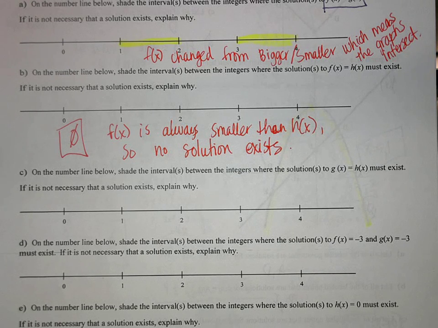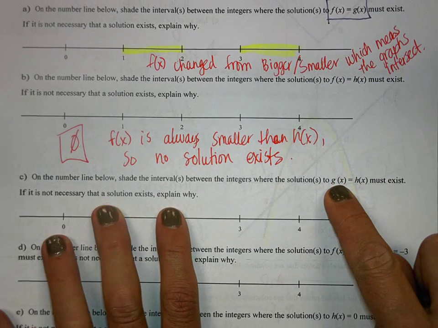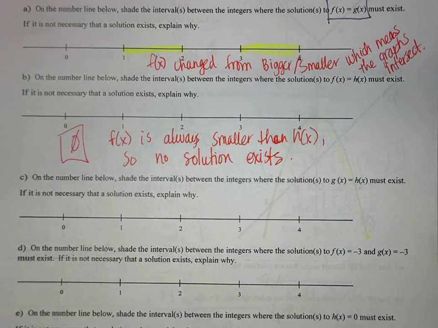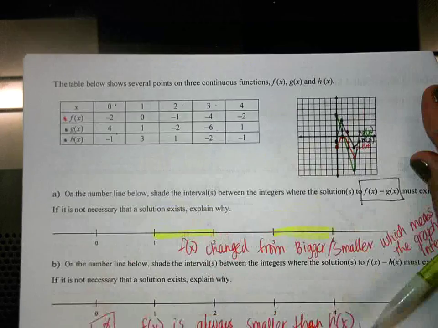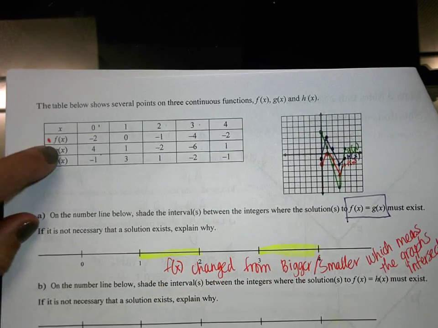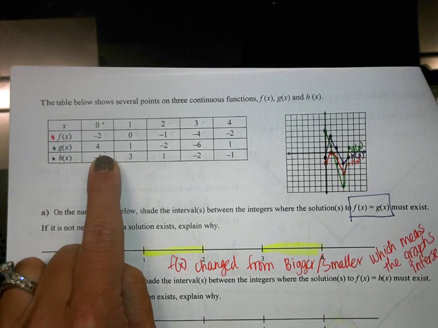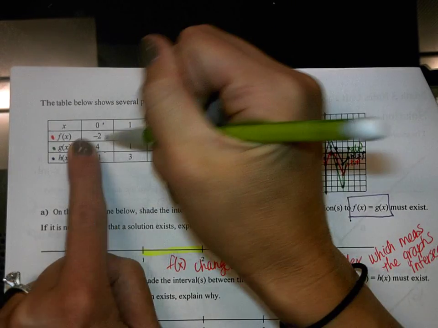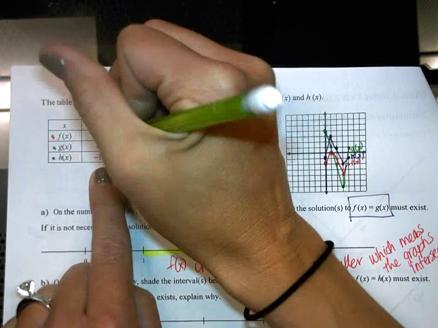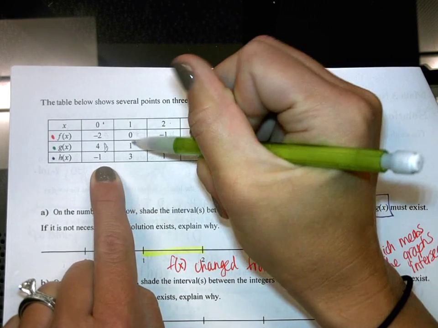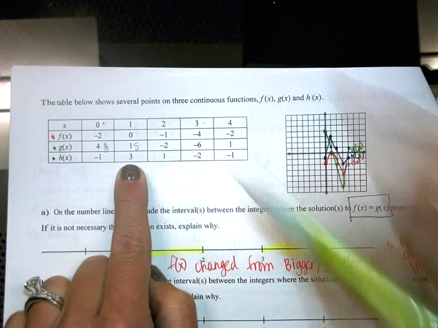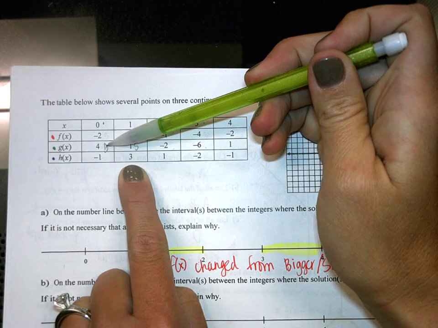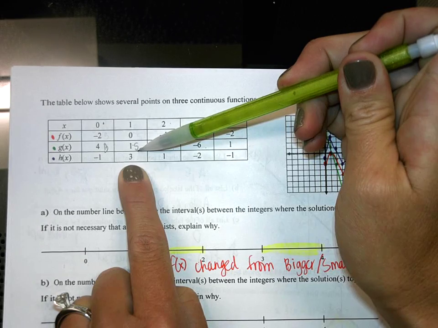Okay, so back here on C, it's asking for when g of x equals h of x. So we have to find where they would intersect, or which two values they would intersect in between. So if we go here, we're looking at our g of x and h of x. On this first one, is g of x bigger or smaller than h of x? Bigger. Okay, and then here, it is what? Smaller. So right here we know, see how it changed from being bigger to smaller? The two graphs would have to intersect.